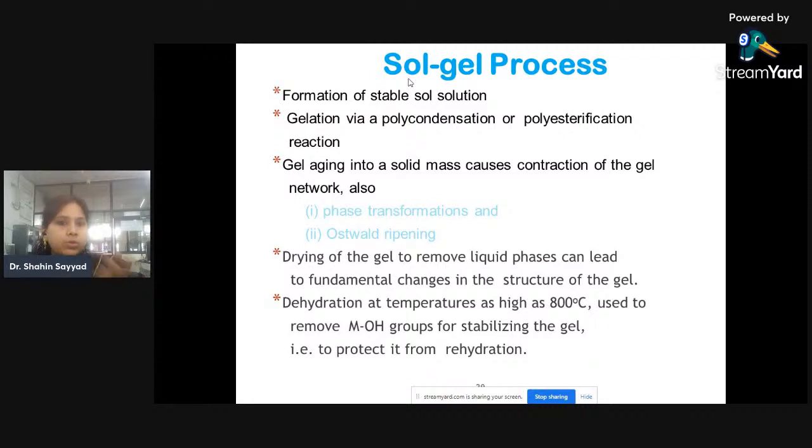In any liquid, when solid particles form, it is called a sol, and gel is a continuous network of particles with pores, and the pores are filled with liquid. When there is a continuous network with pores and those pores are filled with liquid, then it is called a gel. And solids flowing in a liquid is called a sol. Okay, and in the Sol-Gel process, we are connecting this solid in a network form, so it is called the Sol-Gel process.